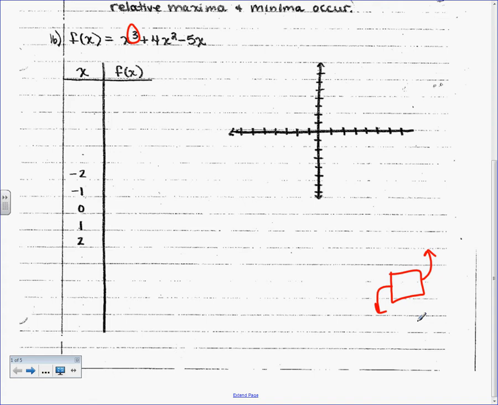Okay, -2 people, what'd you get? 18, very good. If you didn't, try again or ask me. -1 people. Excuse me, 8, very good. You just plug it in, right?